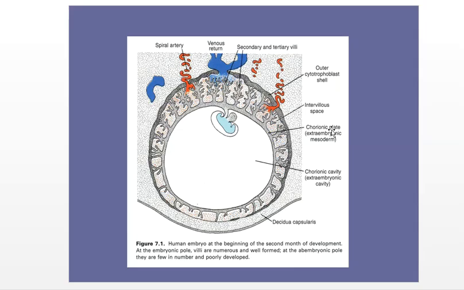And now I want to talk about how the chorion is formed. I want to talk about the formation of the villi and intervillous space in the chorion, and formation of the chorion frondosum.